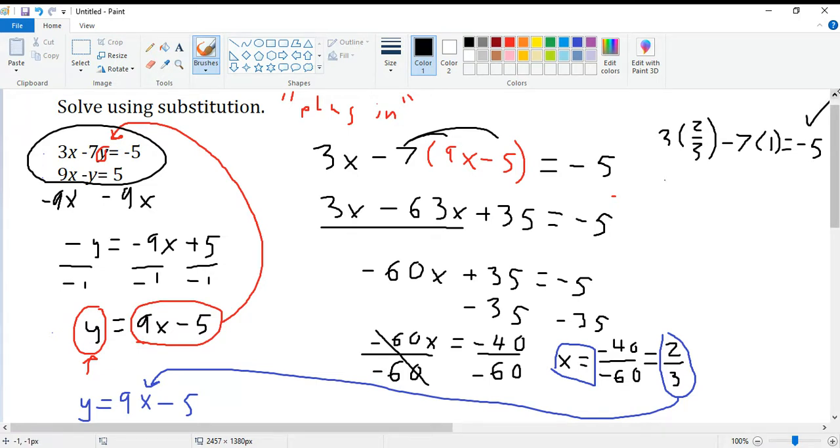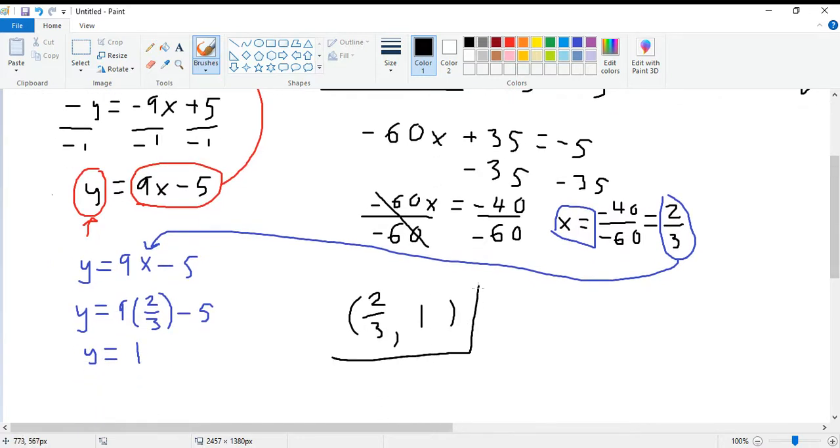Let's check the other equation. Yes, that is true. So that means both of the equations are true. So this really is our correct answer. This problem would have been much more difficult to graph because 2/3 would be a hard point to see on a graph. In the next video, we're going to solve this exact same question using the addition or elimination method.